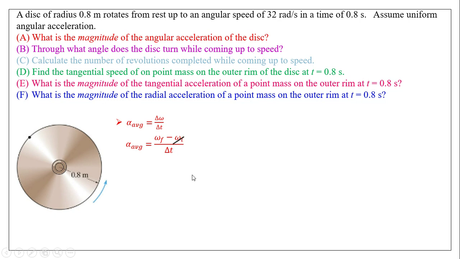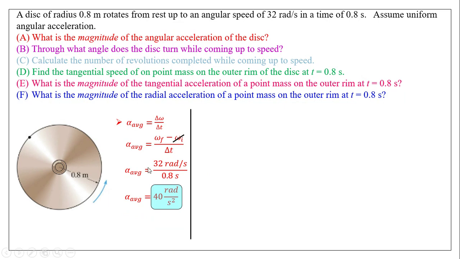So omega i is 0 because it says it starts from rest. Omega f is given as 32 rad/s. Time is given as 0.8 seconds. So really it's just plug and chug. 32 rad/s divided by 0.8 seconds gives you an answer of 40 rad/s squared. And it says magnitude, so I don't really need to specify whether it's rotating clockwise or counterclockwise, or in a positive or negative direction. That's just the magnitude.